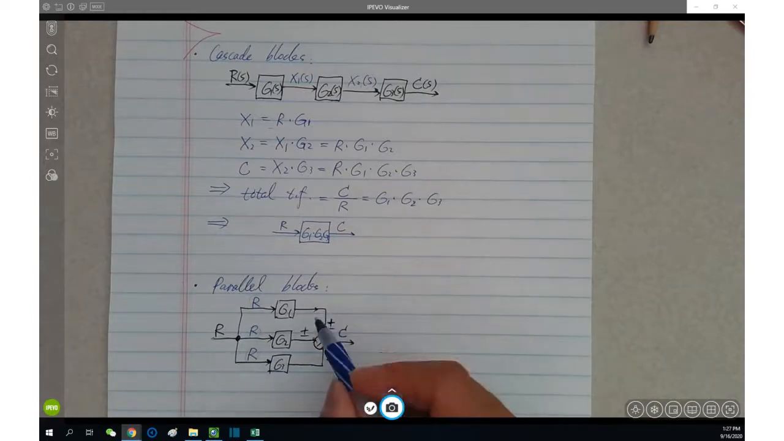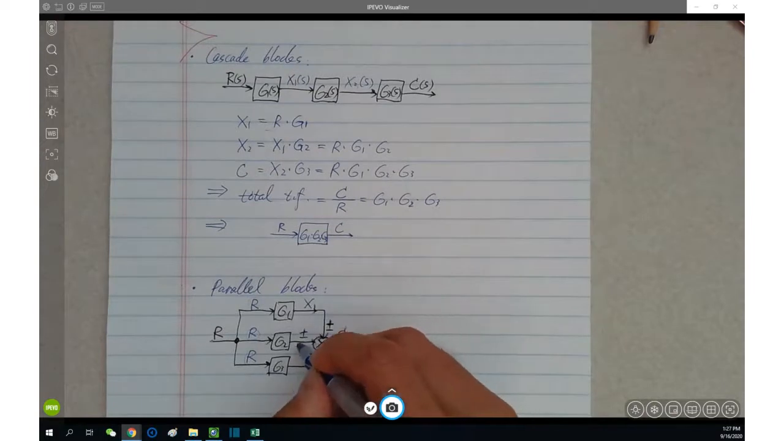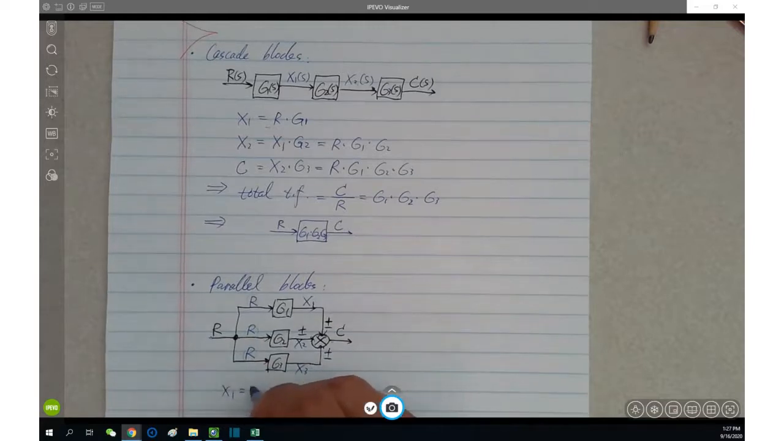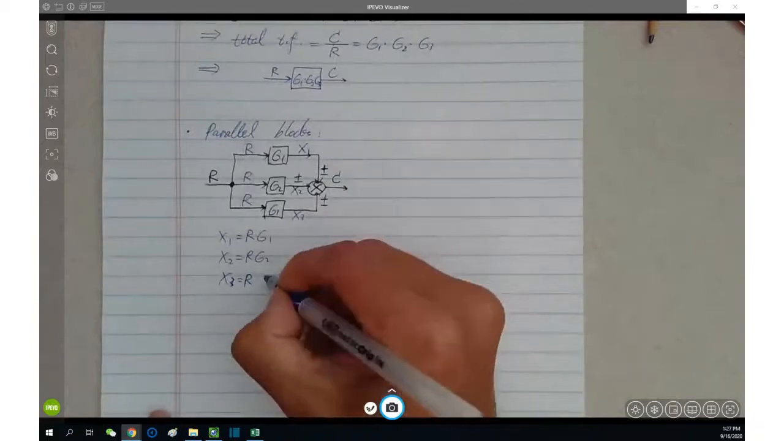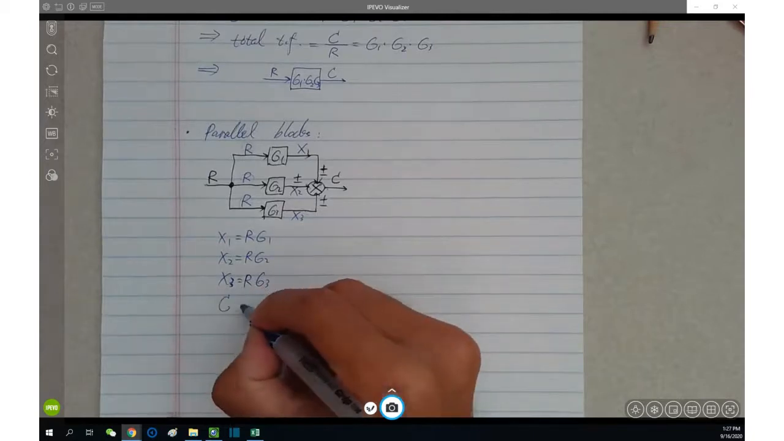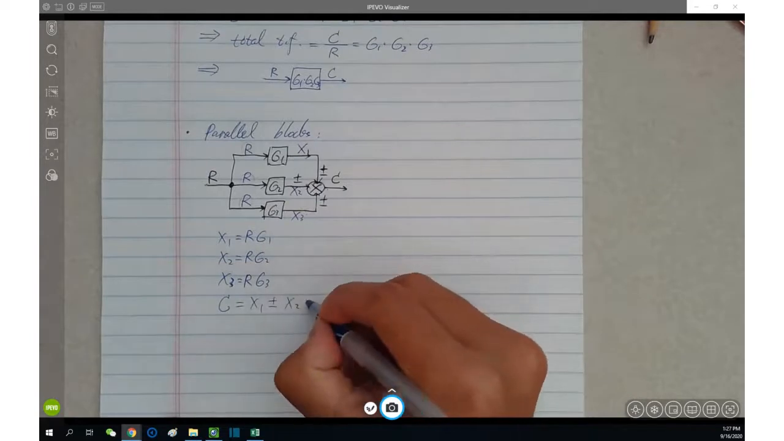Okay, and then the signals here we can define as X1, X2, and X3. So once again, X1 equals R times G1, X2 equals R times G2, X3 equals R times G3, right? And then C equals what? This is the summing junction. X1 plus or minus X2 plus or minus X3.